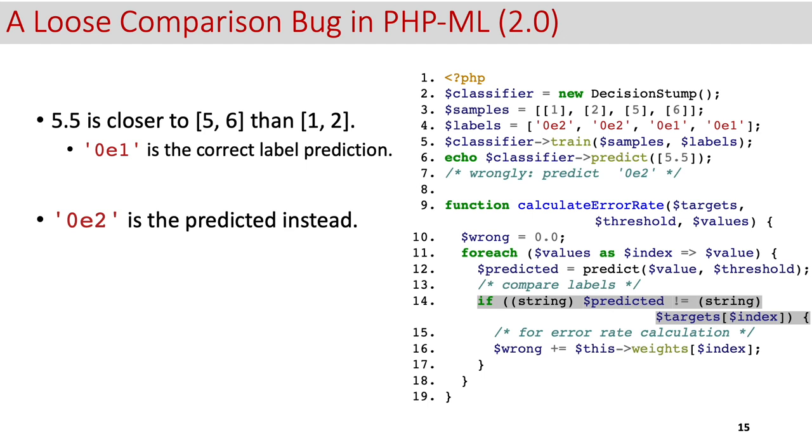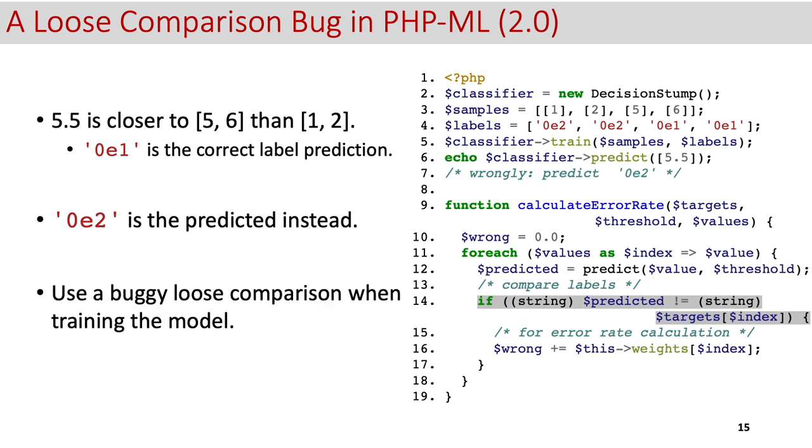When we dig into the source code to find the root cause, we find that during the training process, the model always calls the calculate error rate function to measure the dissimilarity of the primary classifier result on the training data and the label. So in this way, the label is first predicted at line 12, and when such uncautious labels are used, the loss comparison bug in line 14 can mislead the classifier to always predict the first label. This demonstrates that the loss comparison bugs can violate the program behaviors even in machine learning libraries.